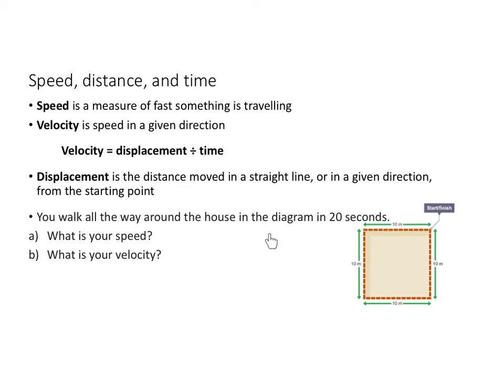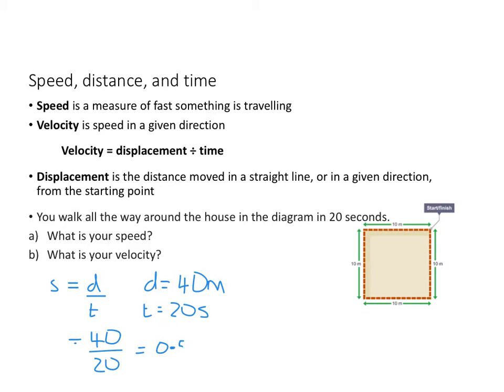If we look at this problem from BBC Bitesize, you walk all the way around the house in the diagram in 20 seconds. You start at the top right corner and walk all the way around. To calculate your speed, we need to know the total distance. Speed equals distance over time. Distance equals 10 plus 10 plus 10 plus 10, which is 40 meters, and we're told the time is 20 seconds. So we have 40 divided by 20, which gives us 0.5 meters per second.